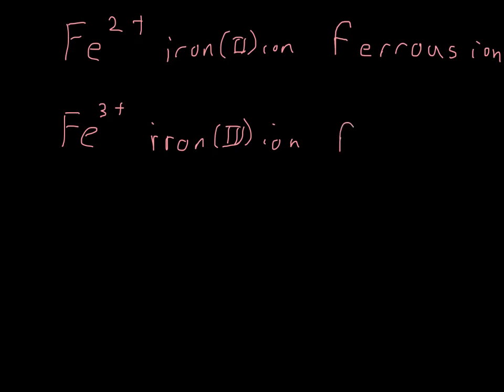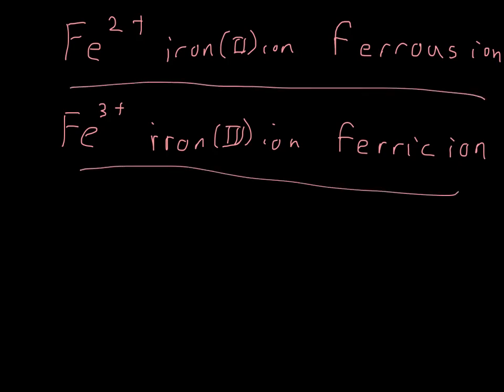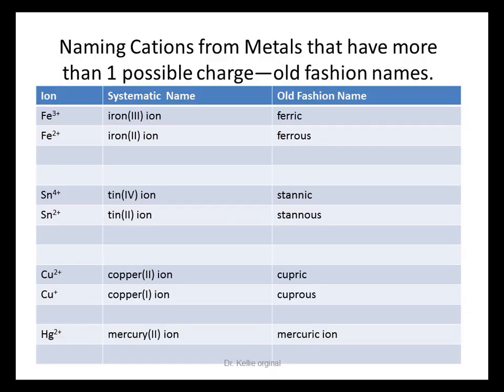The old-fashioned name for iron 3 is ferric. The only way you can know this is to memorize it. What you see is a chart of old-fashioned names for metal ions. You are responsible for knowing all of these old-fashioned names. That means you have to use the M word. I'm sorry, there's no other way to do it.